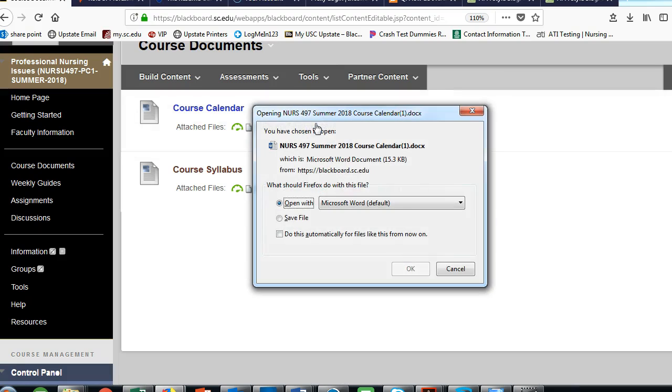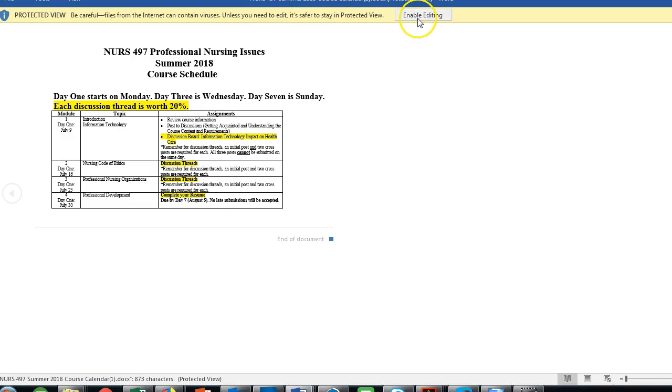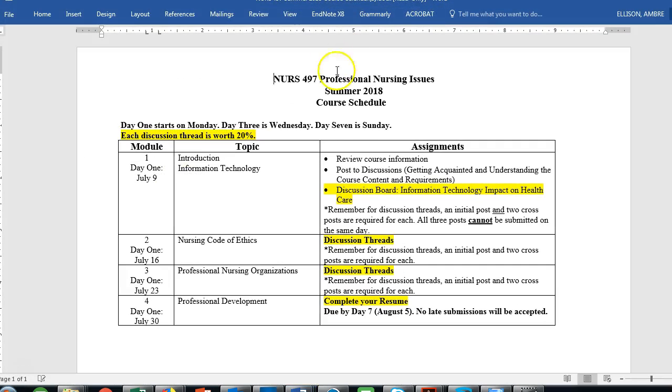The calendar, I'm not going to go over everything in the calendar, but I will go over some highlights that are kind of important. Oh, this is the calendar, not the syllabus. So, the first day is Monday, the third day is Wednesday, the seventh day is Sunday. You will have 3 discussion boards and a resume. Each discussion board is 20%. The initial post on the discussion board is due Wednesday, and then 2 cross posts due by the Sunday of the week, I apologize.